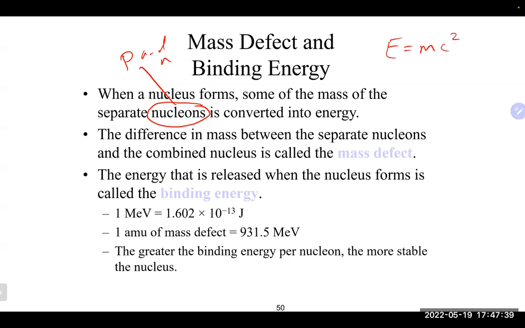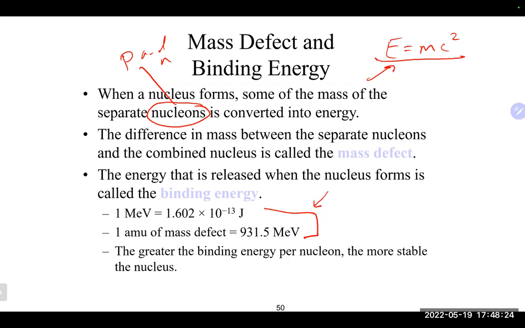The difference between the mass of the separate nucleons and the combined nucleus is known as the mass defect. The energy that's released when the nucleus is formed is sometimes referred to as the binding energy, or the nuclear binding energy. There are a couple of conversions here that you could use in place of E equals mc squared, without having to go into that equation. One is 1 mega electron volt is equal to 1.602 × 10⁻¹³ joules. And 1 AMU of mass defect is equal to 931.5 mega electron volts.